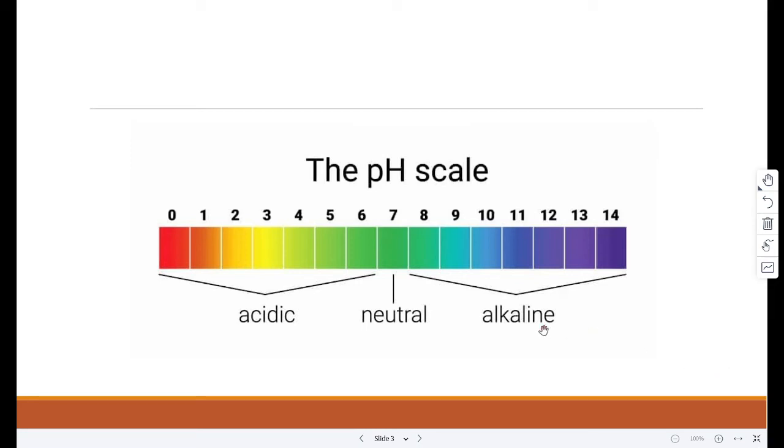This is the pH scale. So it is from 0 to 14, and 7 is the middle or the neutral number. So from 0 to 6 it is acidic, and from 8 to 14 it is alkaline, and the 7 in the middle represents the neutral. So if a solution has a pH of 7, then it is neutral.